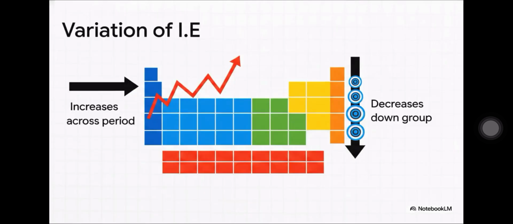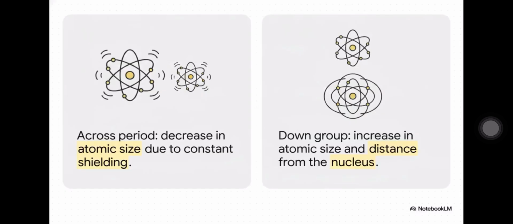So there are two main geographical rules that dictate the grip strength of an atom as you scan your eyes across the table. First, ionization energy generally increases as you move left to right across the same period. And second, it decreases as you move from top to bottom down a group. Let's look at the mechanics behind why this happens. This is where the physics gets really cool.